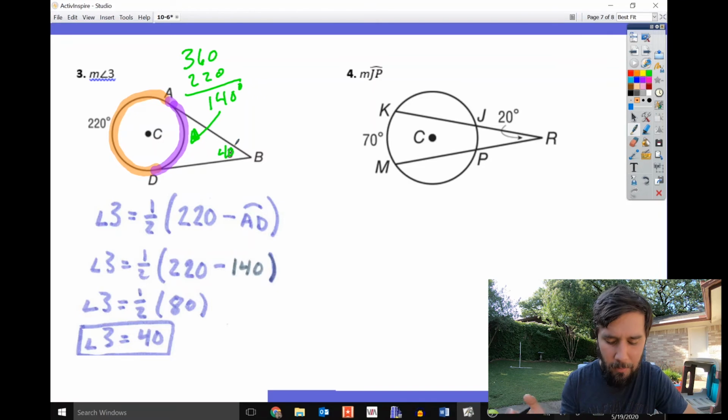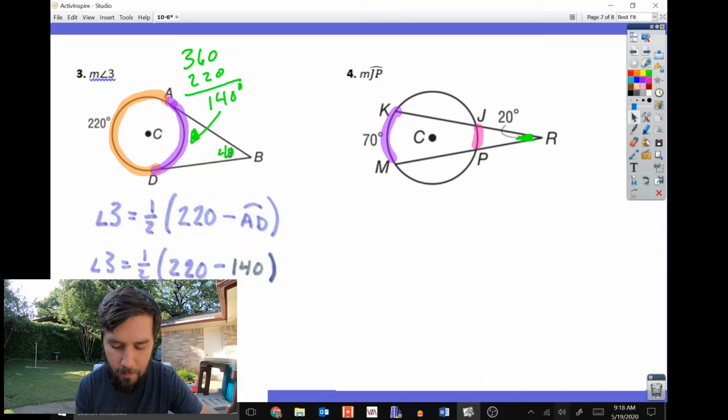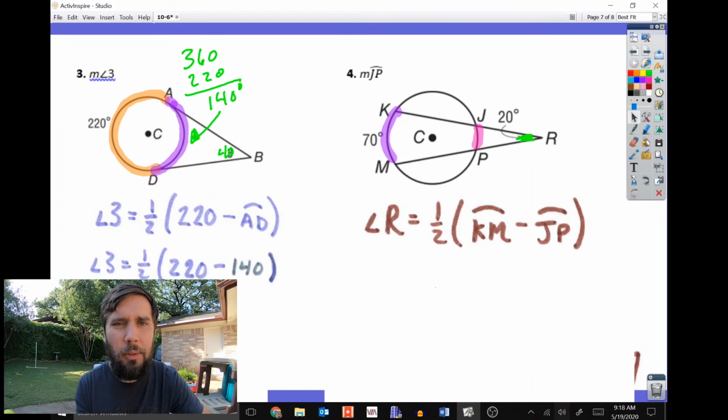All right, I believe we have one more problem here. Now we'll work it a little bit backwards. Given the angle here and one of the arcs, can I find this second arc with that information? So we're going to work it a little bit backwards, but the form is still the same. We're still using that same theorem, that this angle here, angle R in this case, is equal to 1/2 the difference of 70 minus the inside arc, which is what I'm looking for, JP. So we're going to write that down here. So angle R is 1/2 of KM, which is that outside arc, minus JP.